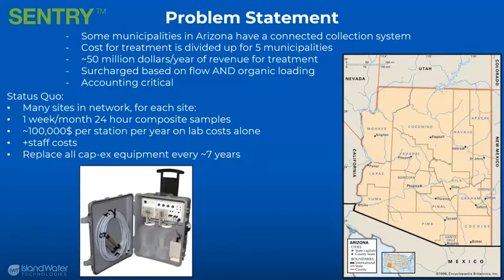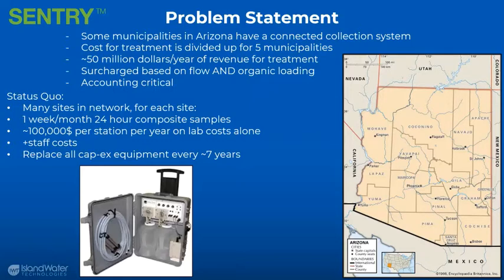So here in Arizona, we have an instance where there are multiple municipalities that send all of their wastewater to one large municipality, the city of Phoenix. We have to figure out how to divide the cost. There are 5 municipalities that send their wastewater and don't treat it. They send it to Phoenix to be treated. And the cost to divvy up to treat all of this is a little bit less than $50 million a year in revenue. And so they currently do that with flow monitoring and sampling.